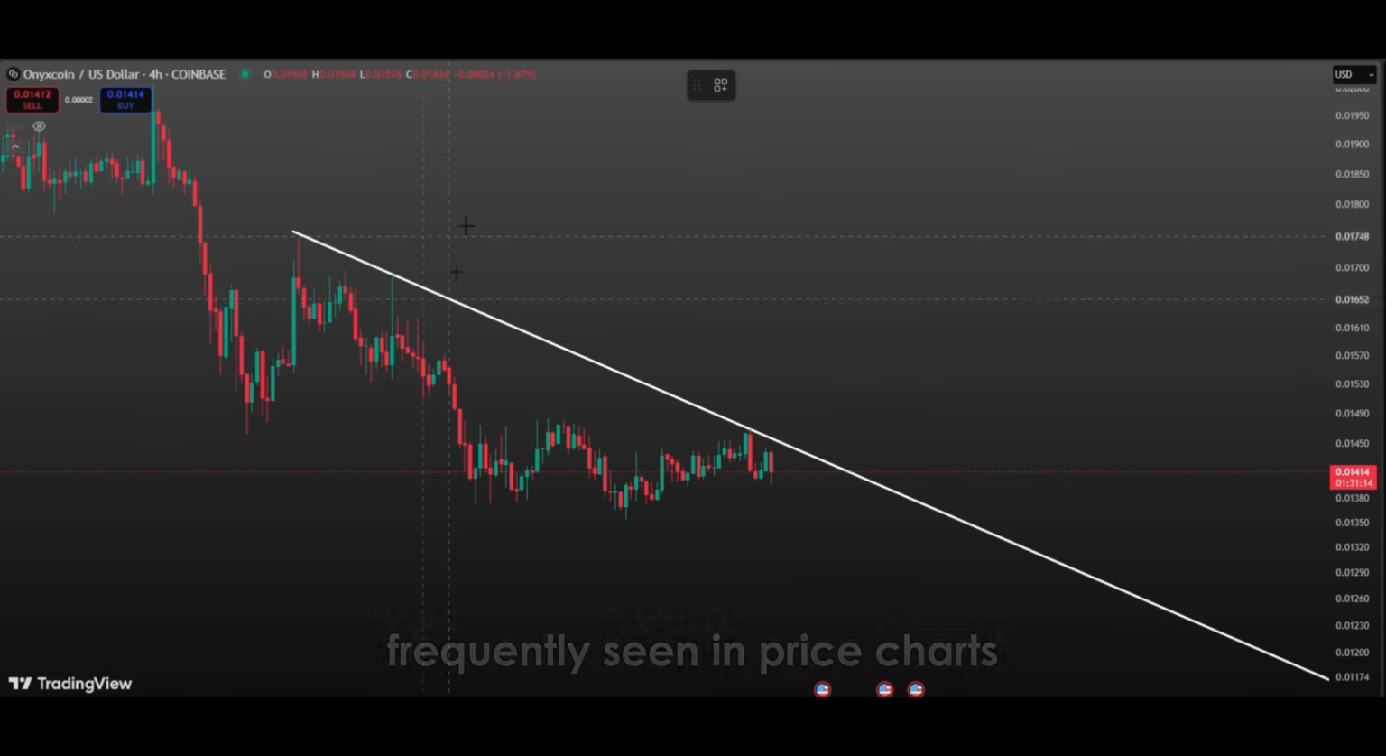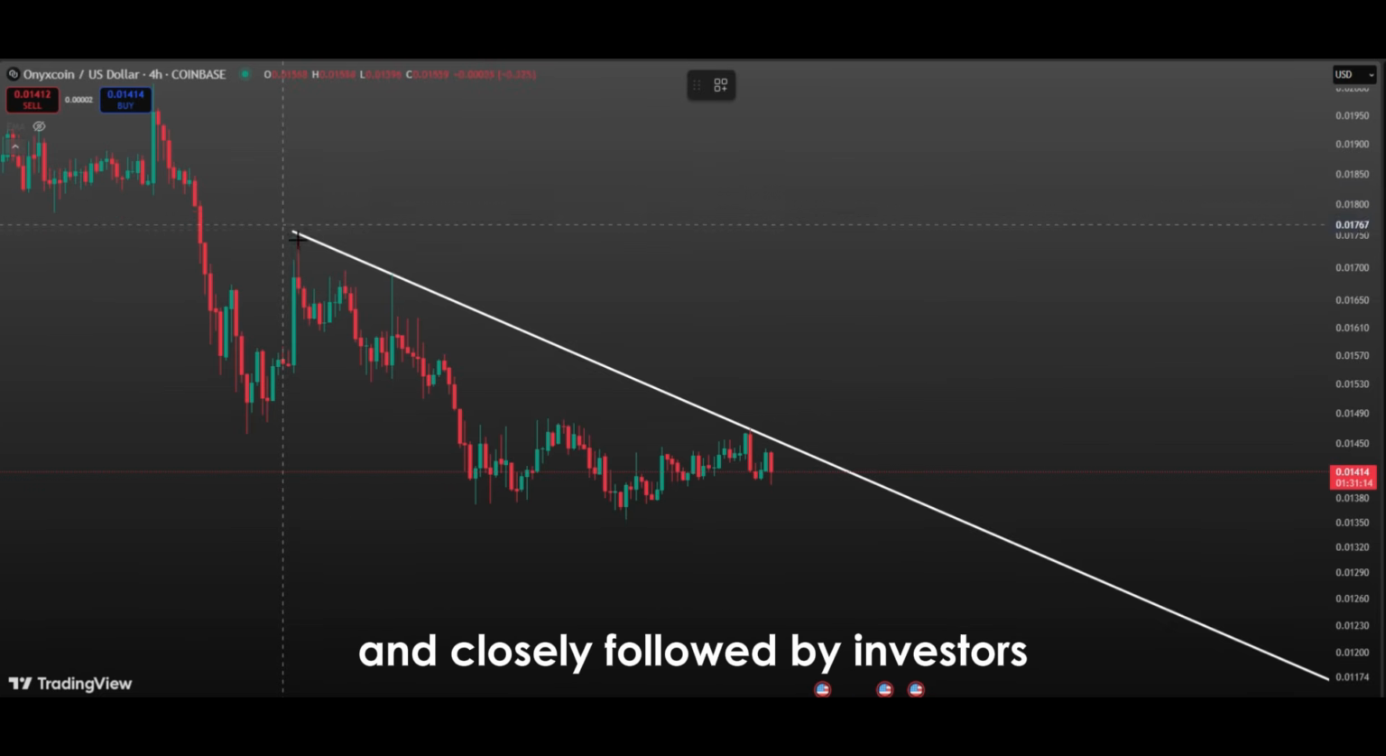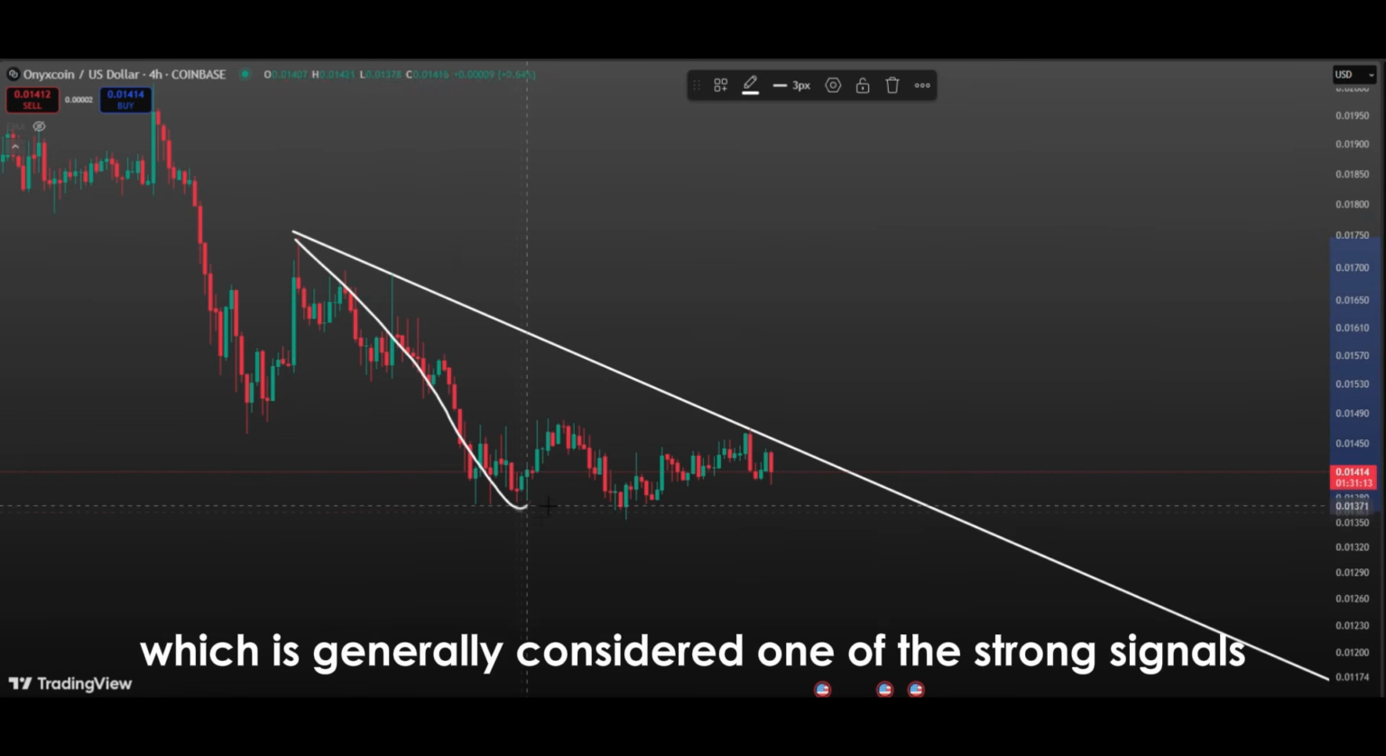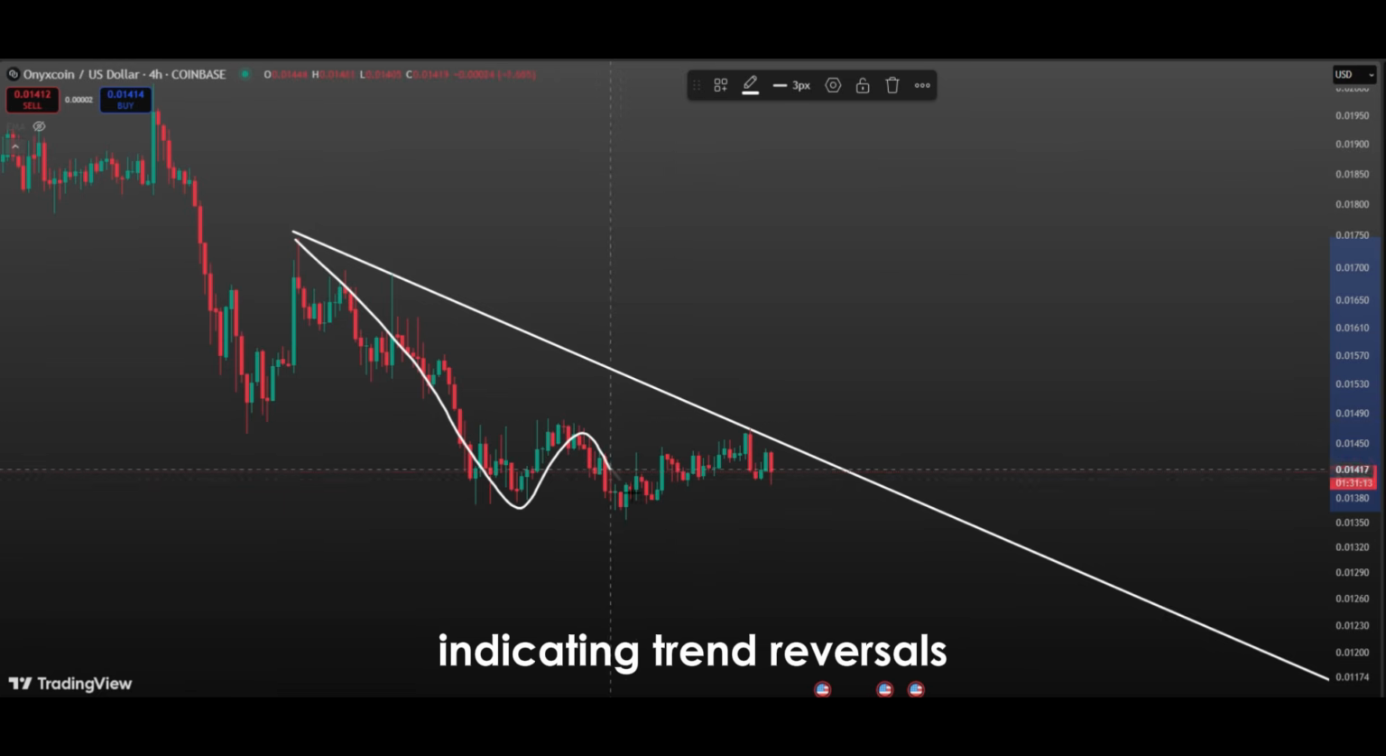One of the chart patterns frequently seen in price charts and closely followed by investors is the W formation or double bottom pattern, which is generally considered one of the strong signals indicating trend reversals.